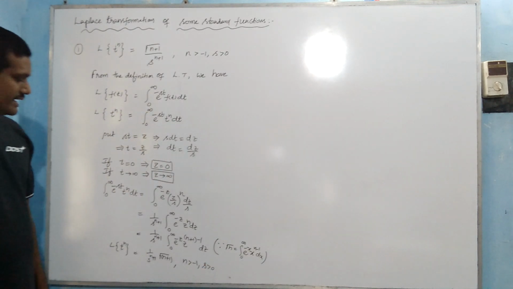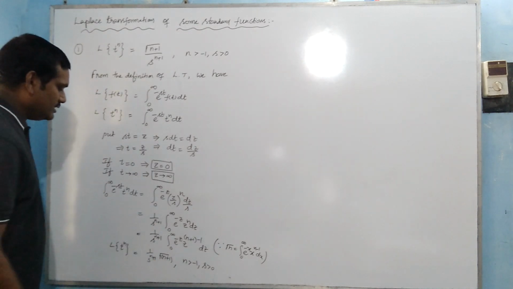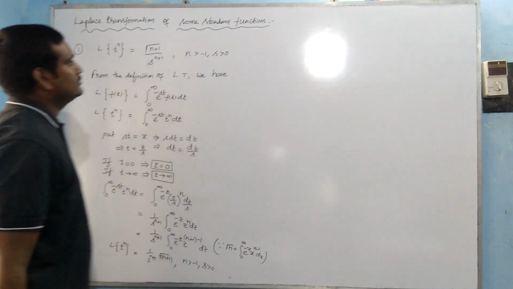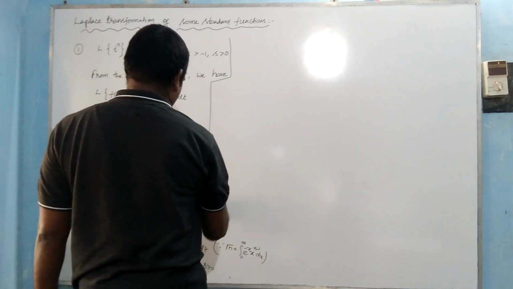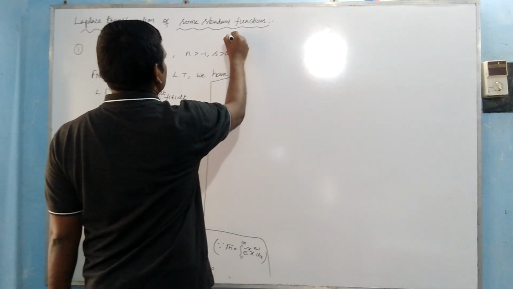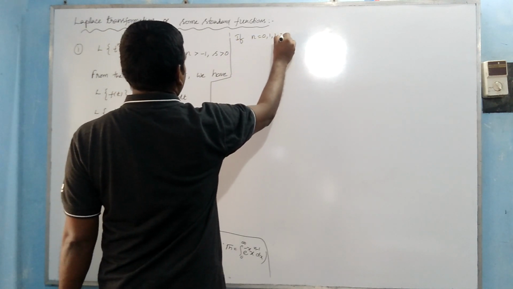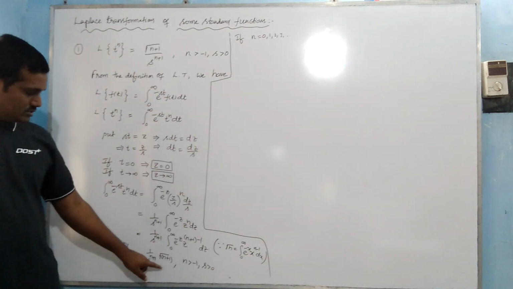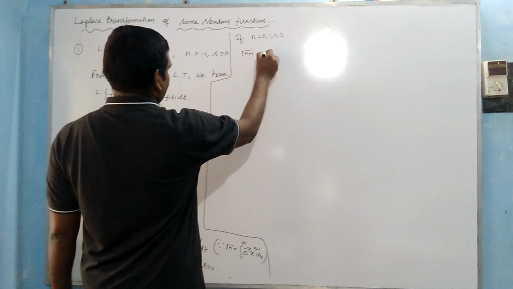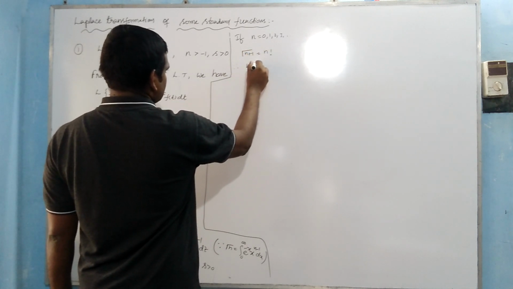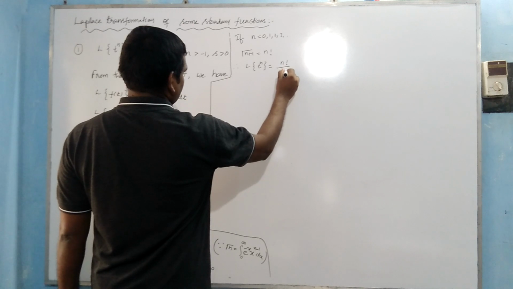So if n is any positive integer, gamma of n plus 1 is equal to n factorial. If n is equal to 0, 1, 2, 3 and so on in the above expression, gamma of n plus 1 is equal to n factorial. Therefore Laplace transform of t power n is equal to n factorial by s to the power of n plus 1.